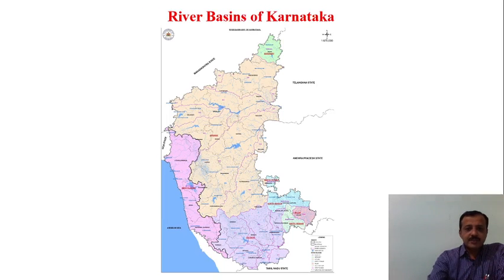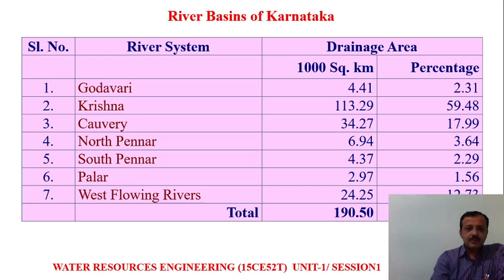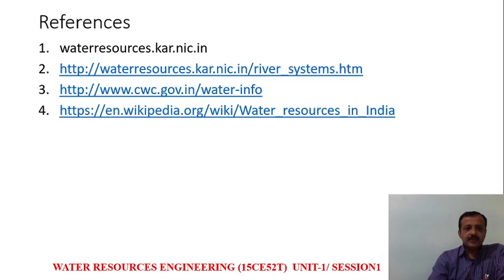And this is the river basin map of Karnataka. These are the river basins of Karnataka: Godavari river system, Kaveri river system, Krishna river system, North Pennar, South Pennar, Palar, and west flowing rivers. And these are the references from where these slides have been prepared. Thank you.